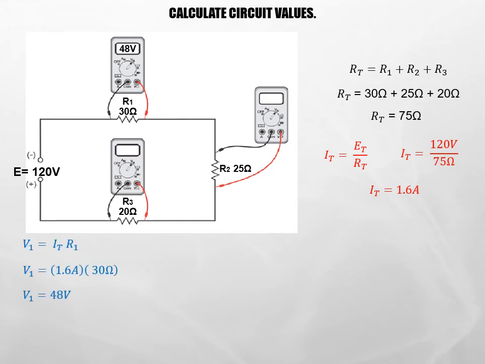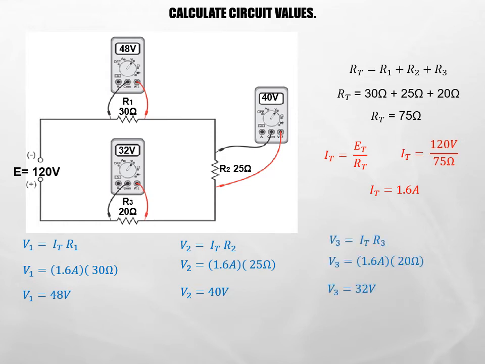So calculating the voltage across R1, V1 is equal to IT R1, or 1.6 amps times 30 ohms. It'll give us 48 volts at that location. V2, 1.6 amps times 25 will give us 40 volts at the second location. V3, IT R3, will give us 32 volts at that location.